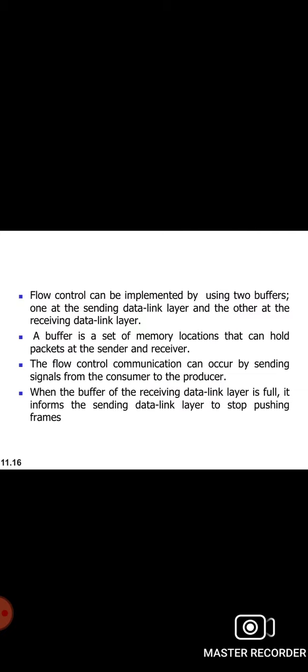Flow control can be implemented by using two buffers, one at the sending data link layer and the other at the receiving data link layer. A buffer is a set of memory locations that can hold the packets at the sender and receiver. The flow control communication can occur by sending signals from the consumer to the producer. When the buffer of the receiving data link layer is full, it informs the sending data link layer to stop pushing the frames.